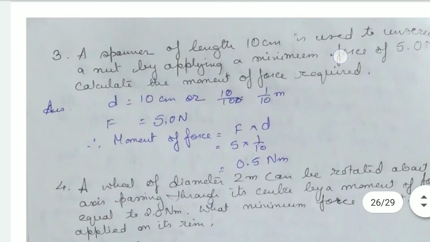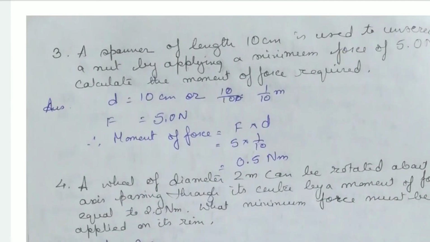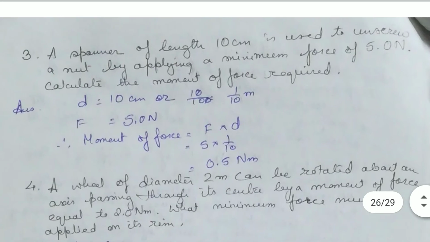Next, a spanner of length 10 centimeter is used to unscrew a nut by applying a minimum force of 5.0 Newton. Calculate the moment of force required. See, distance is given as 10 centimeter, or you can say 1 by 10 meters. Then force given is 5 Newton. So moment of force will be 0.5 Newton meters.